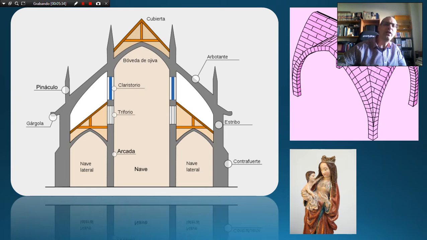And also we will see how there's more communication between mother and son, because you remember that during Romanesque there's no communication, and the figure of Jesus seems like a mature man.